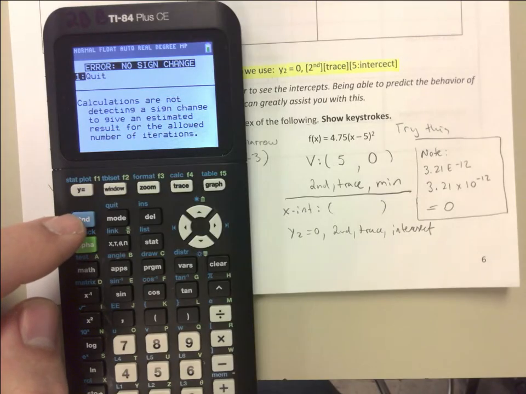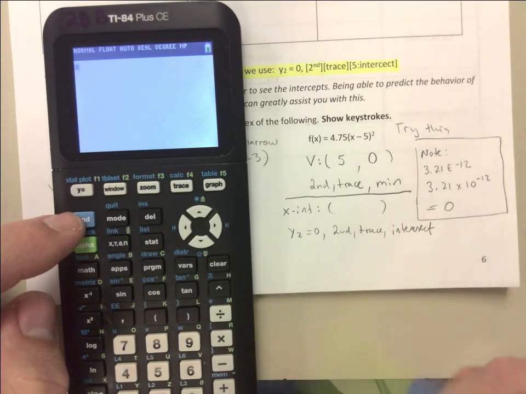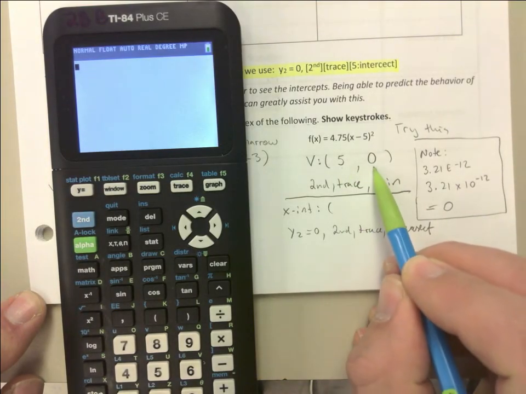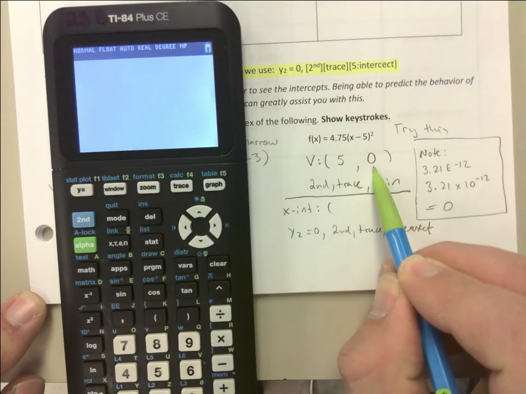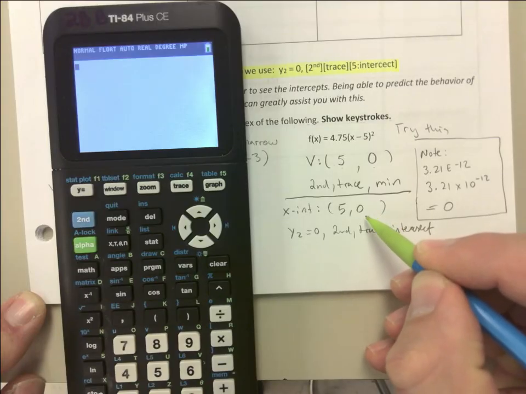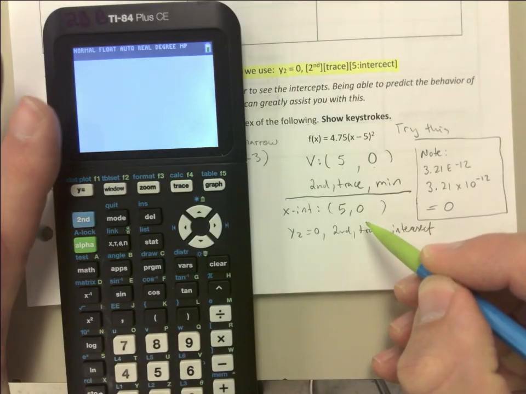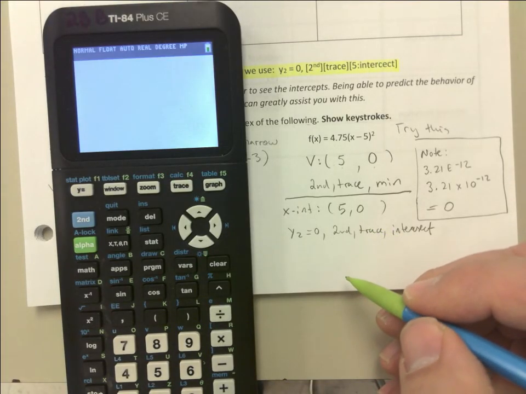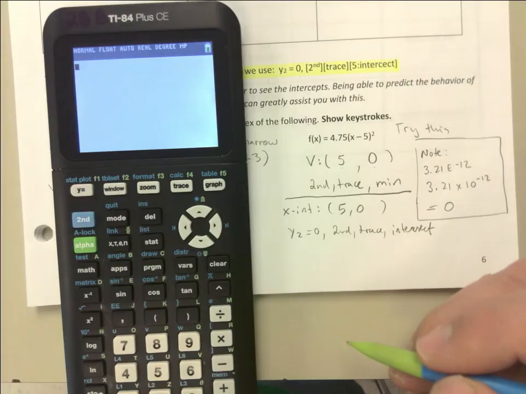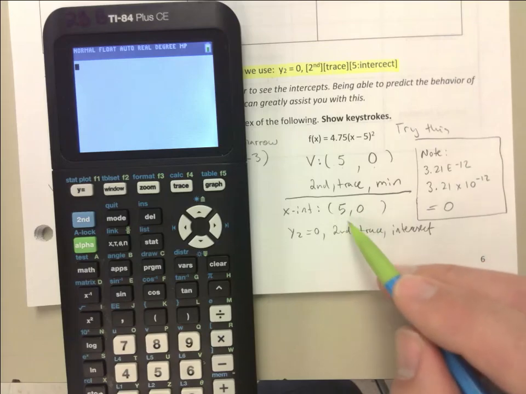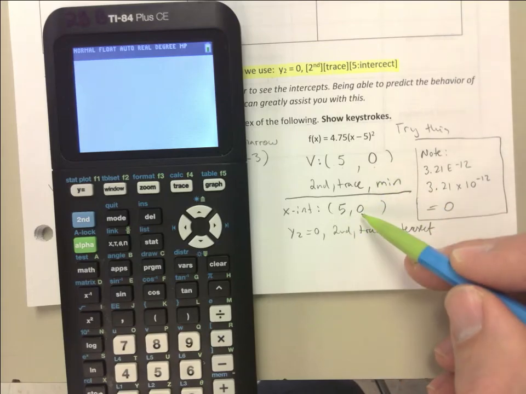So there's a problem with this. You're not going to have to worry about it. But we already figured out that the vertex is 5, 0. So the x-intercept is 5, 0. Don't worry about what just happened. I'll make sure that doesn't happen in the future. It's so close to the x-axis. It's technically on it, but the calculator thinks it's not quite close enough. So that's why it gave us an error. But it's 5, 0. So it's just one x-intercept.